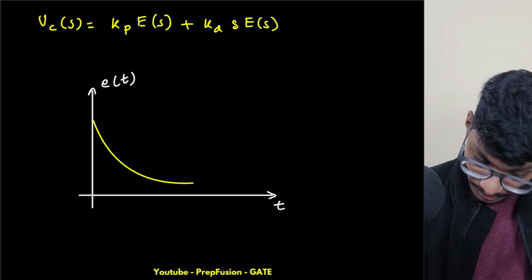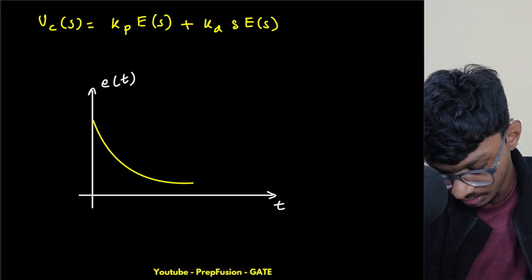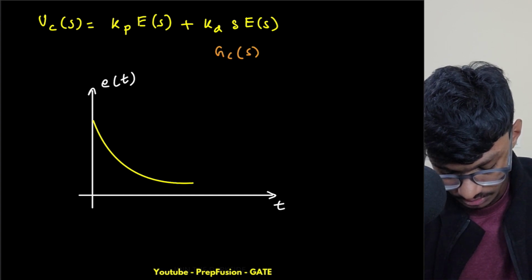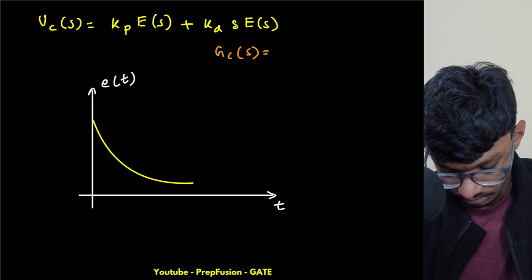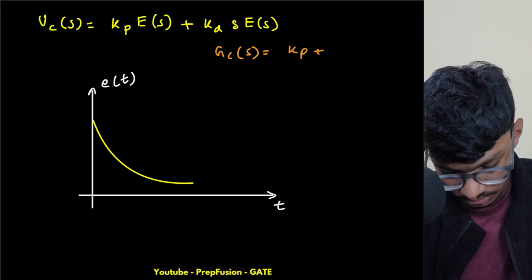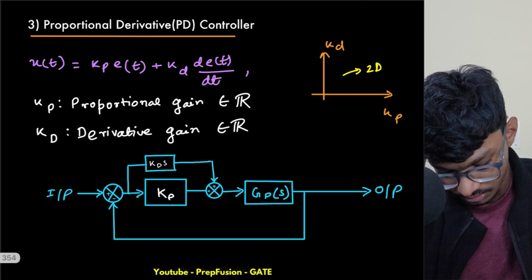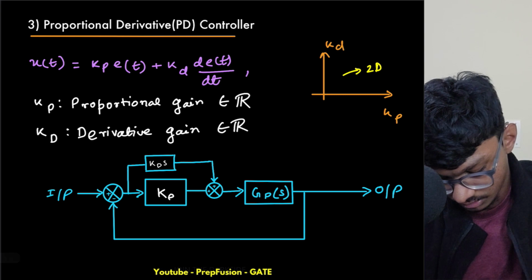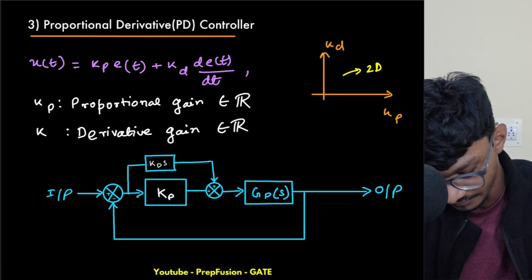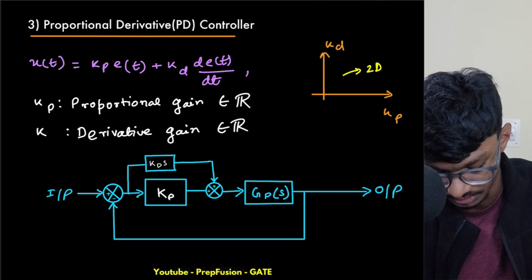Okay, so an s term also comes over here, and if you want to write the controller transfer function, Gc of s is Kp plus s Kd. Like this you can write, capital or small, whatever you choose. So this Kd is the derivative control and this Kp is the proportional control. These are self-explanatory.